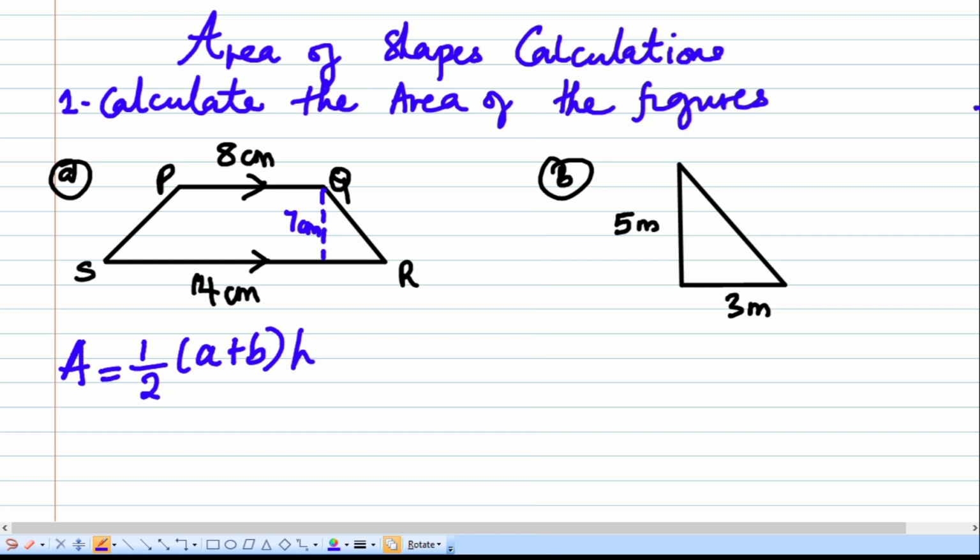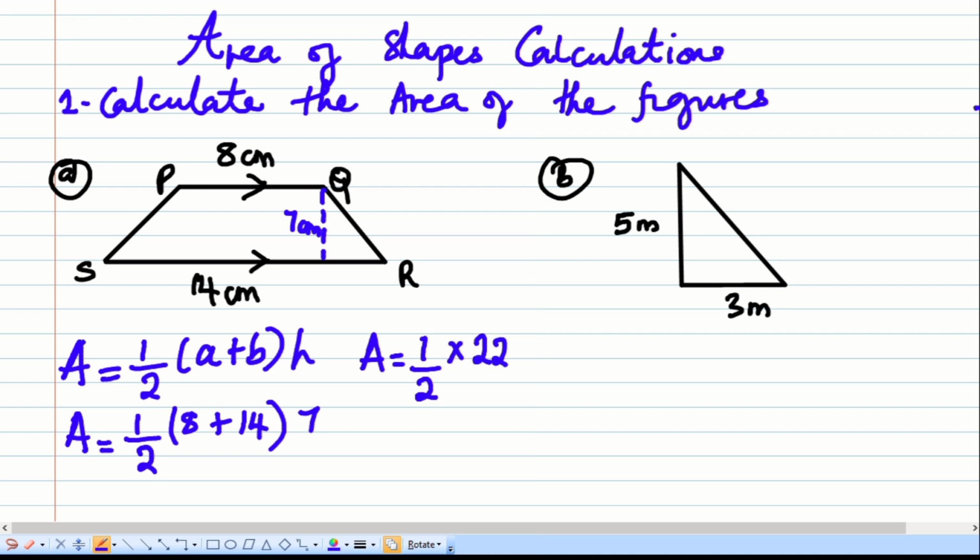Okay, so let's solve. The area A will be equal to 1/2 times A, which is 8 cm, plus B, which is 14, times the height, which is 7. So finally, area A equals half bracket 8 plus 14, which is 22, times 7. 2 into 22 is 11, so the area of this trapezium would be 11 times 7, which is 77 centimeters squared.